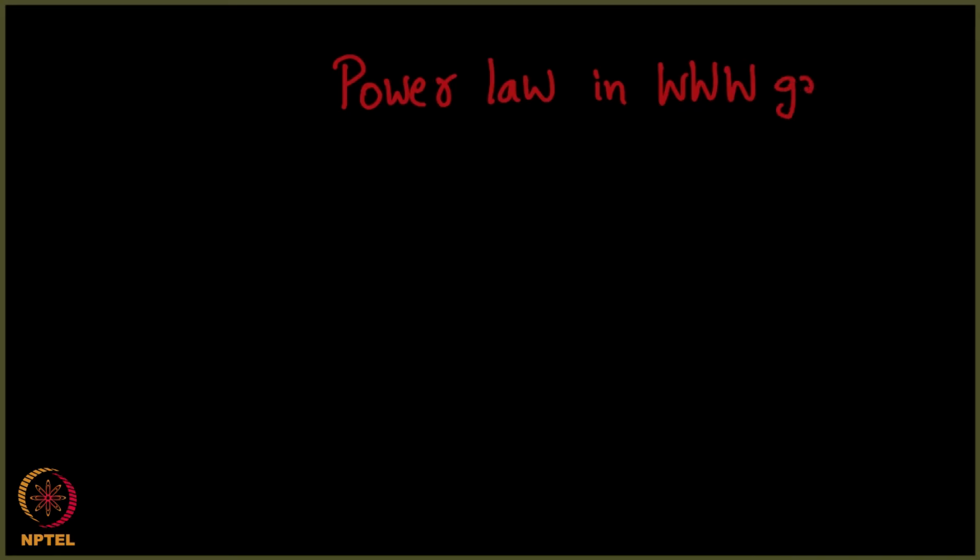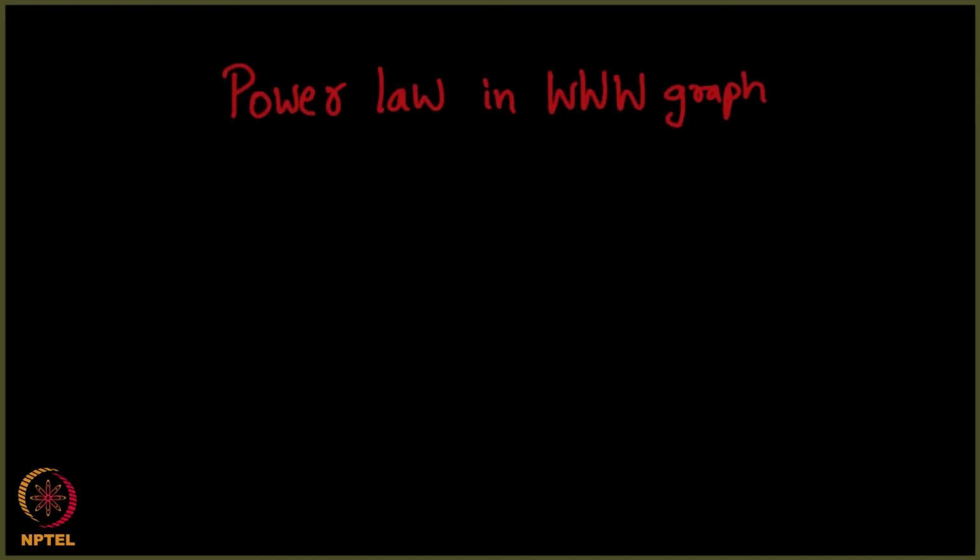So we saw in the previous lecture that power law emerges, right? We observe power law in the network of webpages, called the WWW graph, the web graph. We observed this, we saw this. Okay, now assume you have a network.